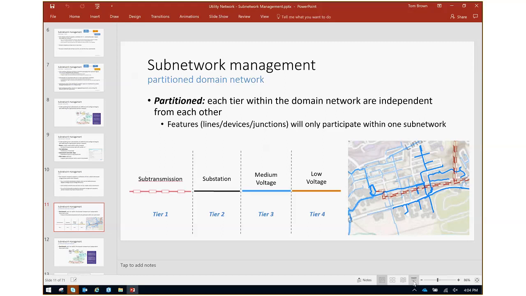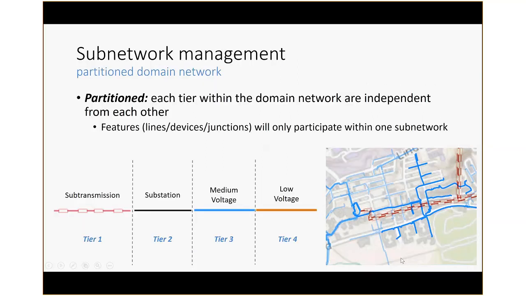So the partitioned subnetwork. What's important to understand about partitioned subnetworks is that each feature in that partitioned domain network only participates in a single subnetwork or a single tier, right? It's logically partitioned at some logical breakpoint. So for this electric example: subtransmission through the substation, medium voltage and low voltage.